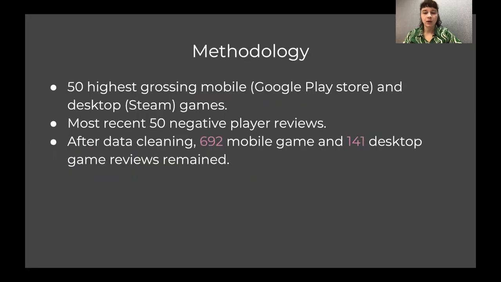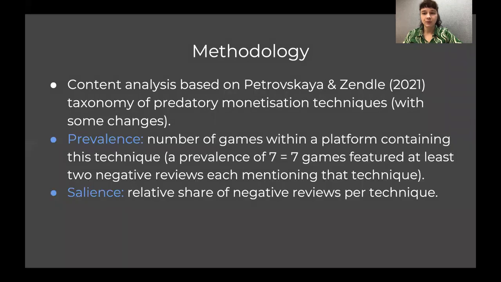In our work, we took the 50 highest grossing mobile games from the Google Play Store and 50 highest grossing desktop games from Steam. We scraped the most recent 50 negative player reviews for these games. And after cleaning the data, we ended up with 692 mobile game reviews and 141 desktop game reviews. We proceeded to analyze these using content analysis based on our previous work, which was a taxonomy of predatory monetization techniques generated based on player perspectives.